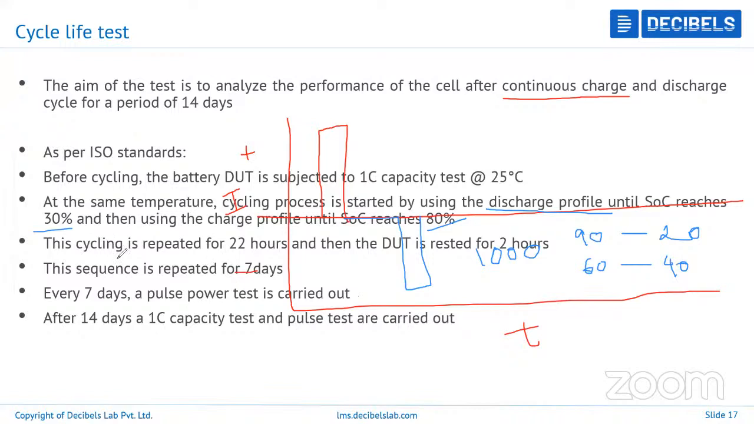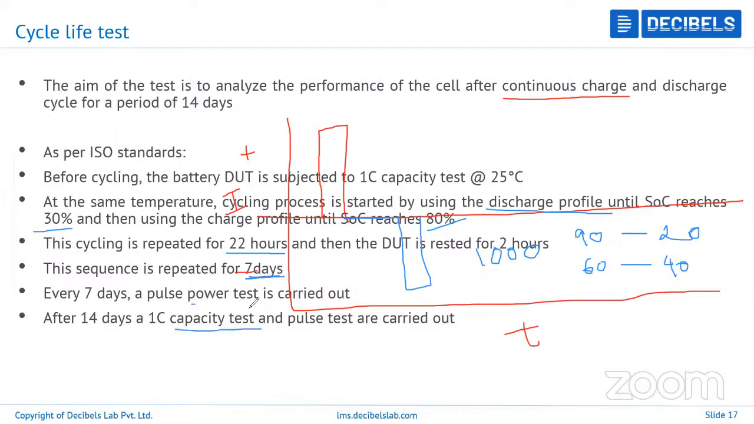So basically how it goes: in one day, for 22 hours, this particular profile will be provided. Then for 2 hours it will be rested. Then again 22 hours of cycling, and then 2 hours of resting. So this will go on for 7 days.